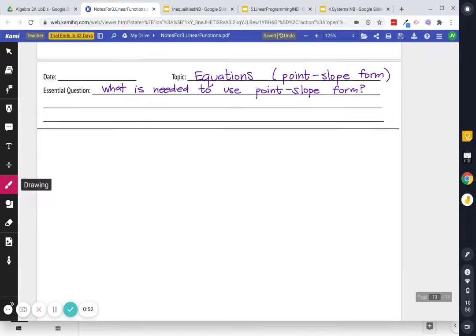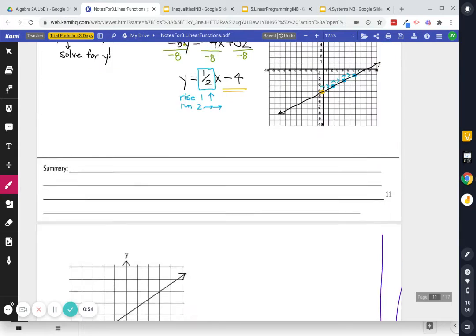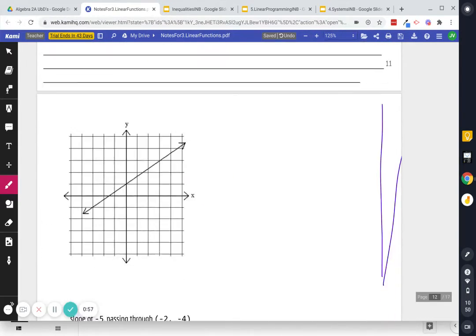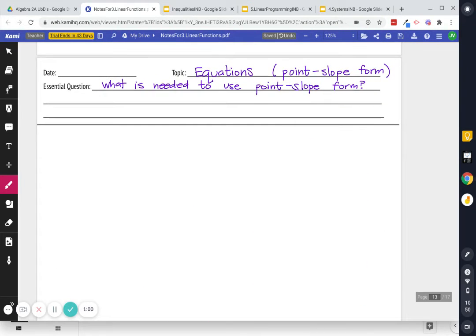So we started our last notes with some information about slope-intercept form. We're going to start today with some information on point slope form. Point slope form looks like this. y minus y1 equals m(x minus x1).